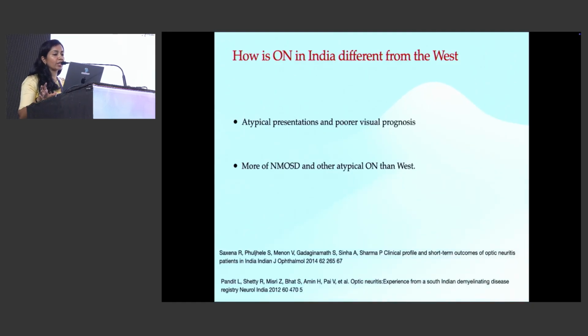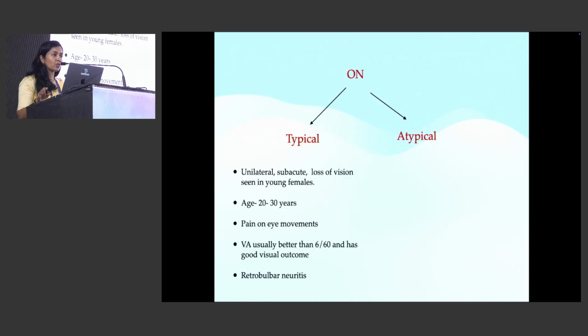So how is optic neuritis in India different from the West? We have more atypical presentation and a poorer visual prognosis, and more NMOSD, or neuromyelitis optica spectrum disorders, and other atypical optic neuritis than the West. Optic neuritis is divided into typical and atypical. Typical is a unilateral, subacute loss of vision seen in young females between 20 and 30 years, with pain on eye movements, visual acuity better than 6/60, and a good visual outcome, and retrobulbar neuritis.